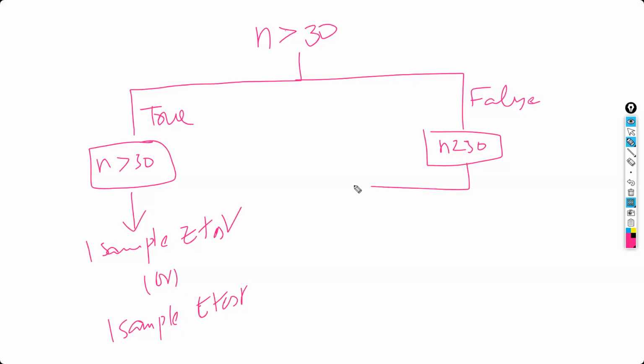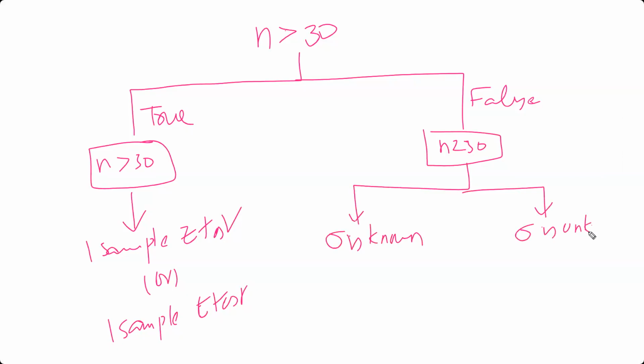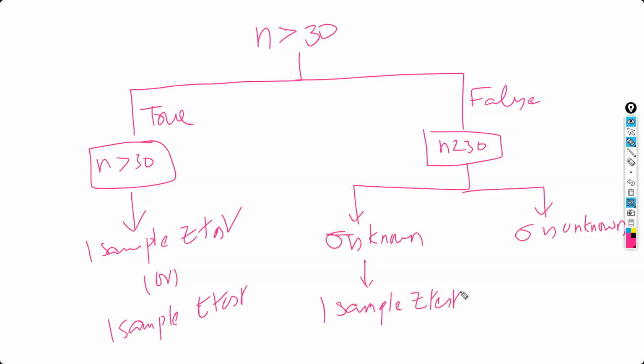When it is less than 30, in that case, you have to check whether the standard deviation is known or unknown. If the population standard deviation is known, it means one sample Z test. If it is unknown, it means one sample T test. That is when it is less than 30. When it is greater than 30, there is no difference. You can select anything of your choice.